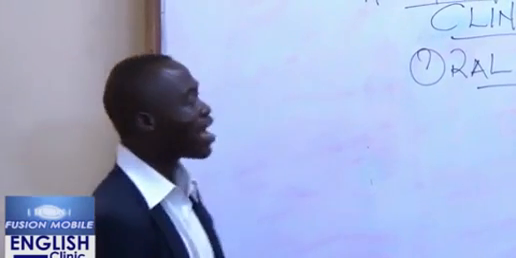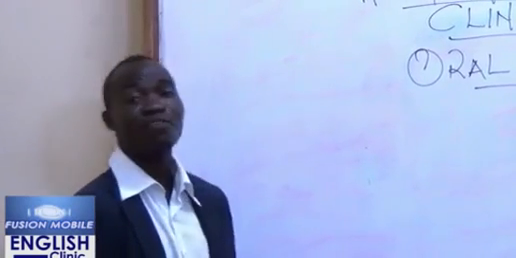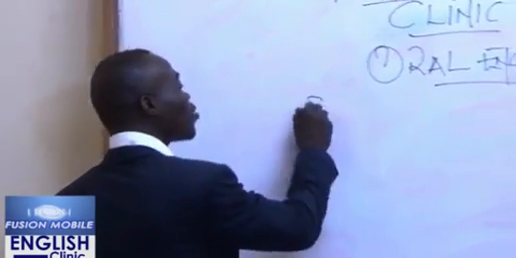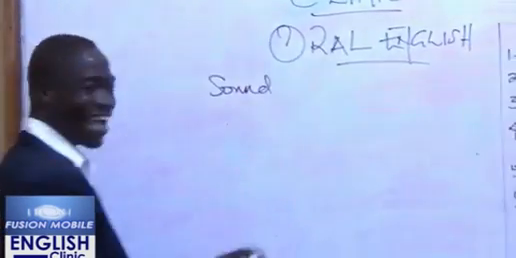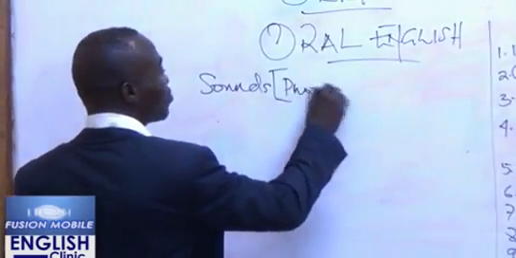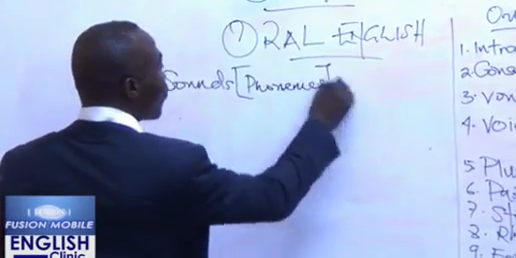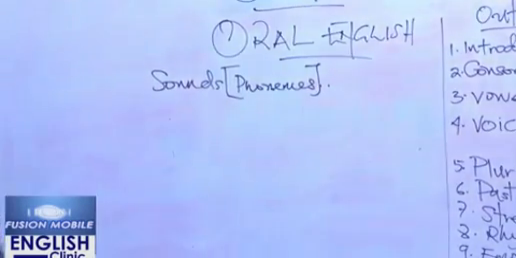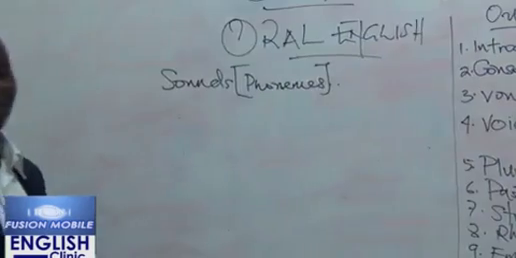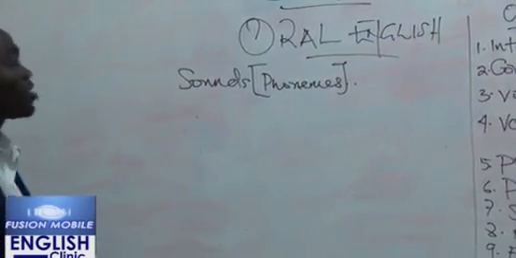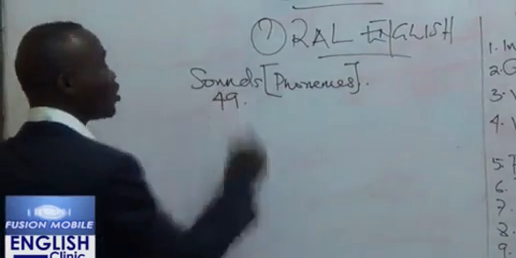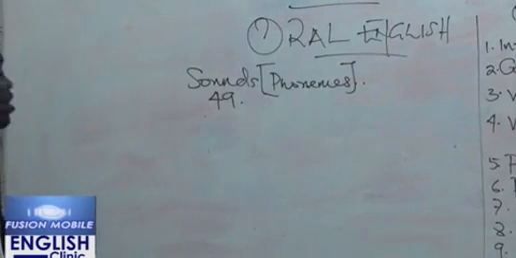And then, at this juncture, we'd like to talk about the number of sounds that we have in the English language. Like I said, when we talk about oral English, we are only interested in sound, that is phonemes. Now, what are phonemes? Phonemes are the smallest unit of a sound. And when we talk about the sounds that we have in the English language, there are 49 sounds in the English language.